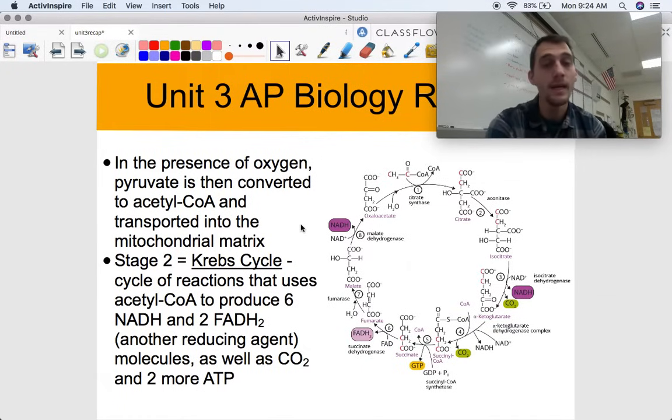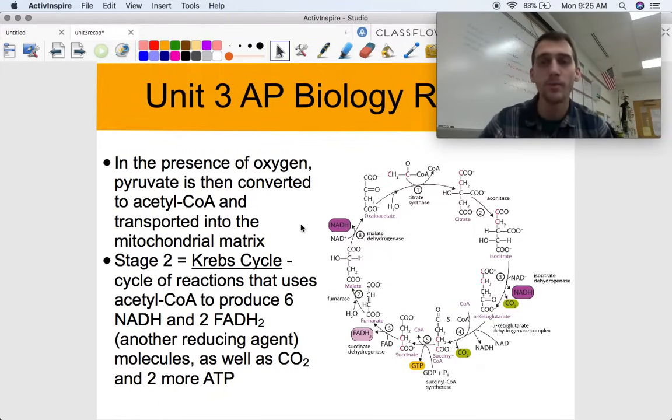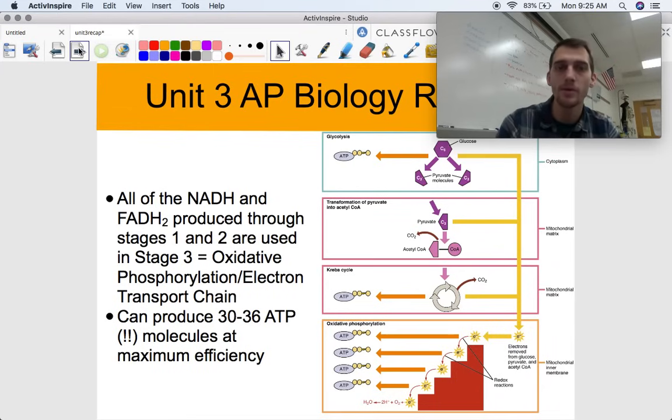Hooray! More ATP, more NADH, more FADH2. 2 ATPs from one process, 2 ATPs from the other. We are cooking with gas. No, we're not. Not really. I'm going to show you here in a sec. But this is step 2. This is aerobic. Oxygen is required in order to get to this part here. Oxygen and mitochondria are required.